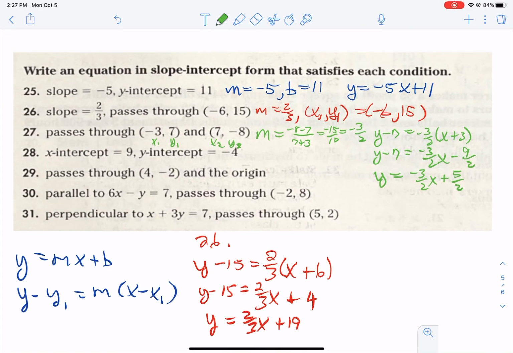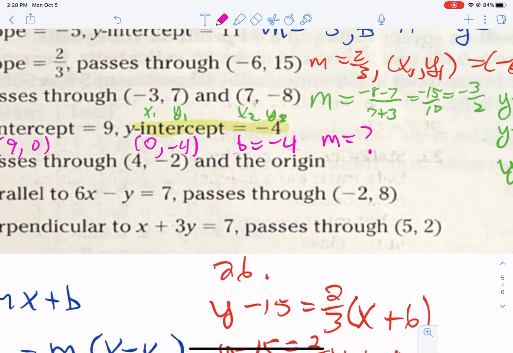For 28, they told us the b right here. The y-intercept is negative 4. That's our b. But they did not tell us our slope. But they kind of told us 2 points. The x-intercept is the point (9, 0). The y-intercept is the point (0, negative 4). So let's use those to find the slope.